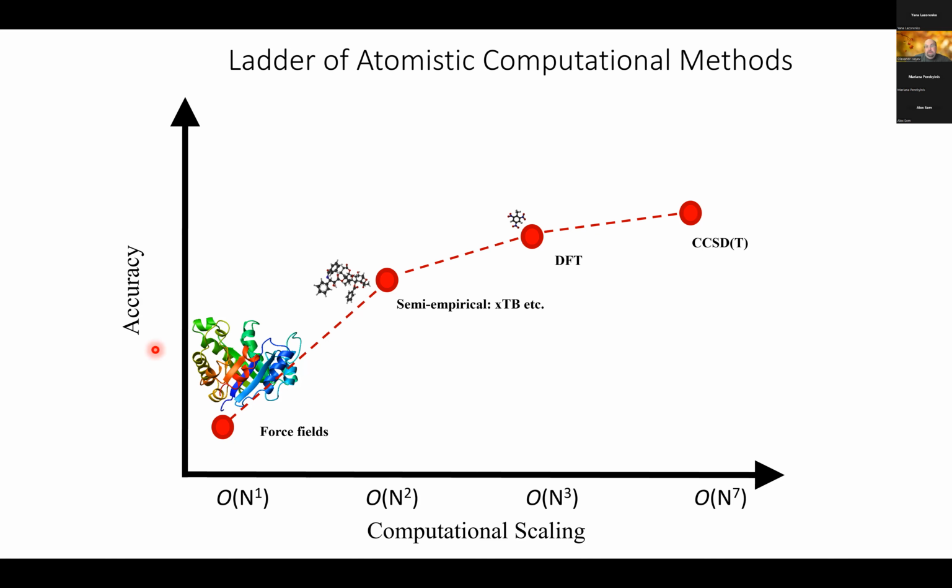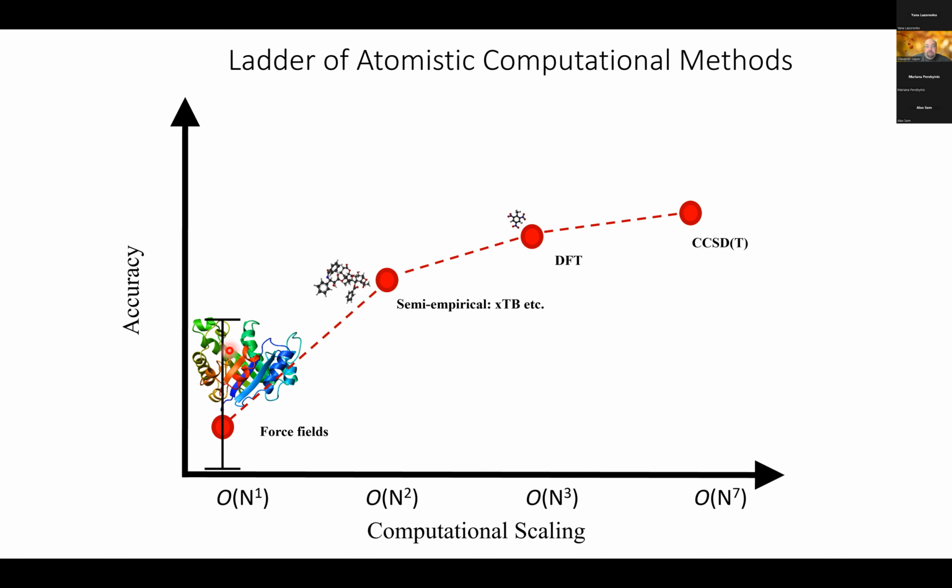And therefore, we have this dilemma. If I do simulation of realistic materials, I compromise. I use cheap, what are called force fields. Those are linear scaling methods, so order n methods. And therefore, I can afford to do the simulations for large systems, for example, like a protein, which is depicted here.